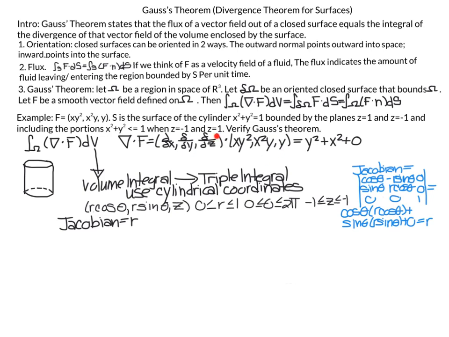Since my vector field and everything else was given to me in rectangular coordinates, to move to cylindrical coordinates, we will need to calculate the Jacobian. For now, I'm just going to tell you the cylindrical coordinate Jacobian is equal to r.